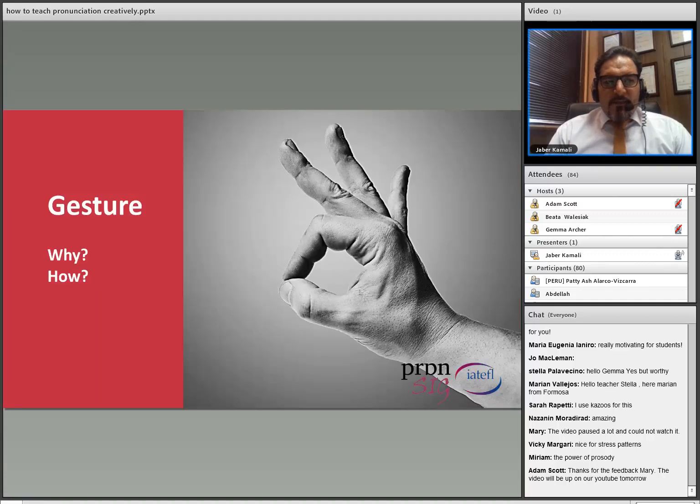Okay. Let's get to the next one, which is gesture. I'm going to tell you why at first, the reason for doing gesture for teaching pronunciation or teaching language even. And then we're going to go for the how of it and how we can do this. Why do you think gesture is helpful in teaching pronunciation? Not only pronunciation, in different aspects of language. Any idea about it?